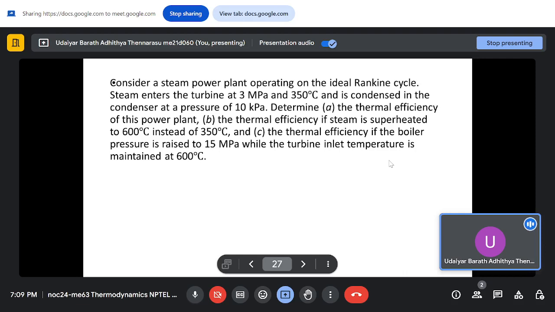So you have 3 cases. First is operating between 3 megapascal and 10 kilopascal with a temperature of 350 degrees Celsius. Then you are increasing to 600 degrees Celsius. That is the superheating case. And then you are raising the boiler pressure from 3 megapascal to 15 megapascal. So what will happen in that case?